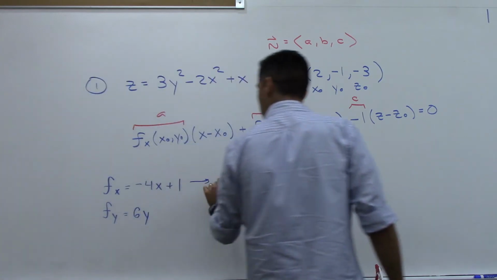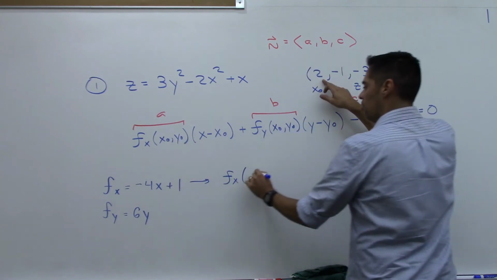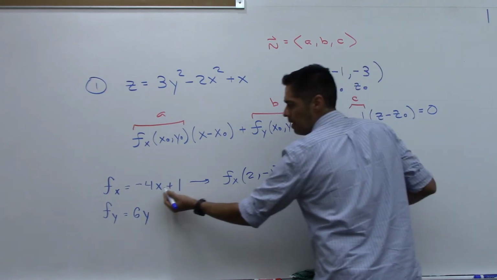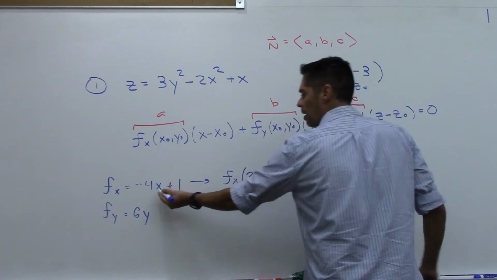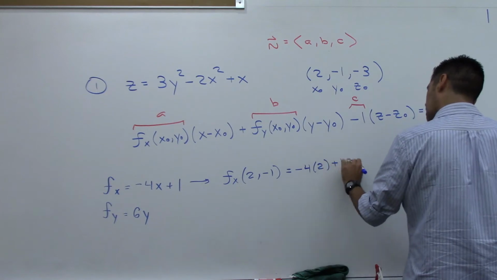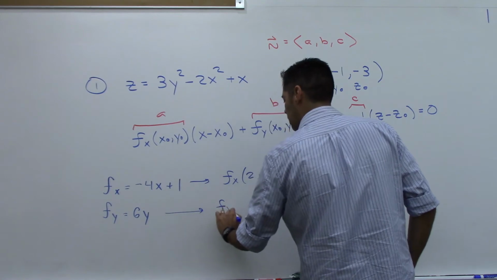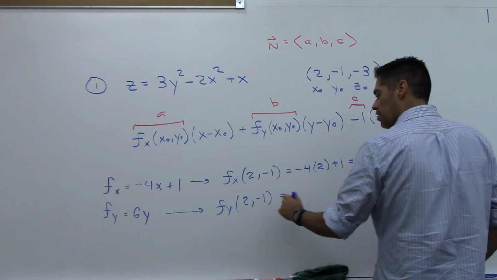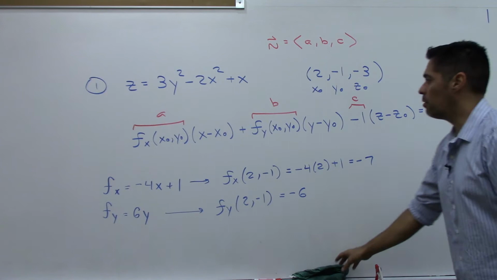Now, let me go ahead and plug in partial with respect to x at x naught, y naught. X naught's 2, y naught's -1. So if I replace the x here with 2 and the y with -1, well, there is no y here, so I'm just going to plug in a 2 here. -4 times 2 plus 1 is -7. And then for the other one, I'm going to do the partial of f with respect to y at the same point. Again, x is not there this time, and so I just plug in -1 for y, we get -6.